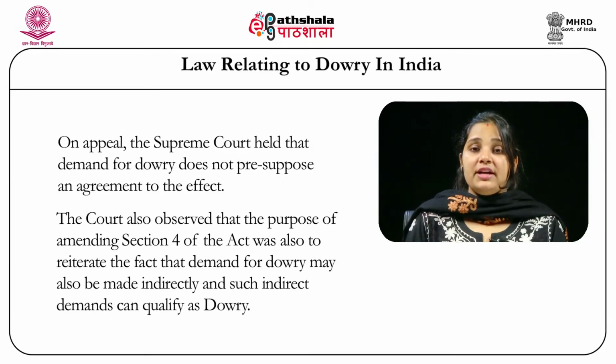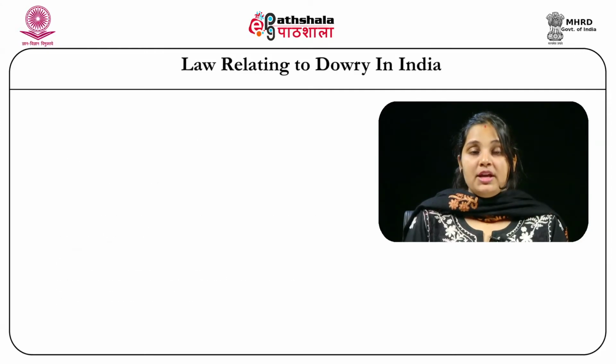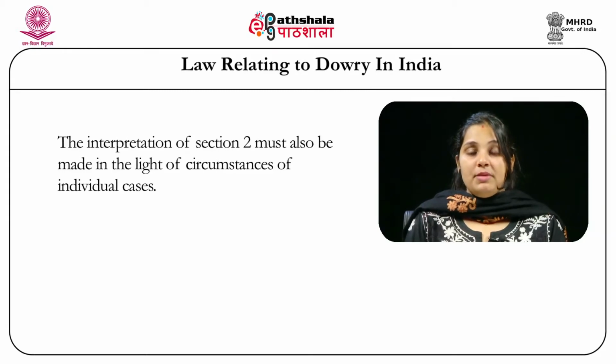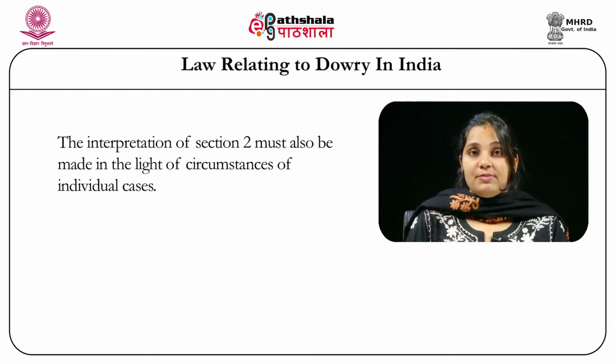The court also observed that the purpose of amending section 4 of the Dowry Prohibition Act of 1961 was also to reiterate the fact that demand for dowry may be either direct or indirect, it may be active or it may be passive, and all such forms of demands for dowry have been covered under the relevant section of the Dowry Prohibition Act 1961. The interpretation of section 2 must also be made in the light of circumstances of every case. So, whether in an individual case an indirect demand for dowry or a direct demand for dowry can qualify as a dowry or as a concept of dowry within the purview of the Dowry Prohibition Act of 1961 is a necessary factor for us to understand.